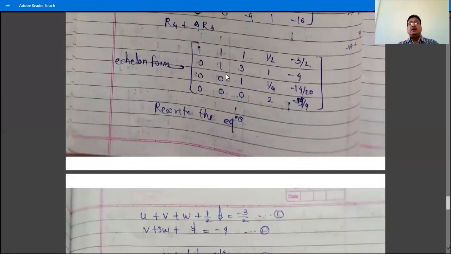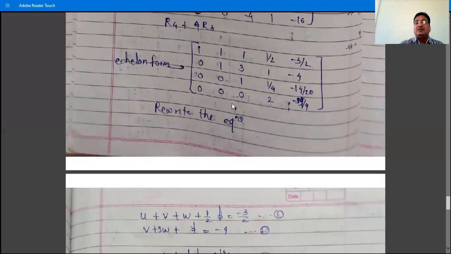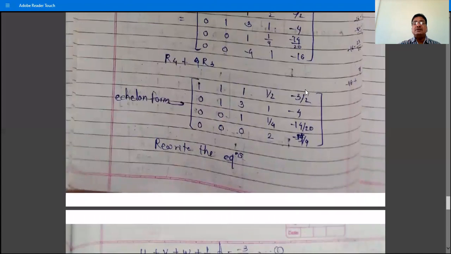And the second condition is what? The leading one of a lower row is to the right of the leading one of the upper row. That is, if you observe the leading one of a lower row, it is not below the leading one of the upper row. It is one place to the right, or two places, or three places. If you compare these two rows, second and third, the leading one of the lower row is to the right of the leading one of the upper row. And if there are zero rows, then they are situated at the bottom of the matrix, but there is no zero row. So this is in echelon form.